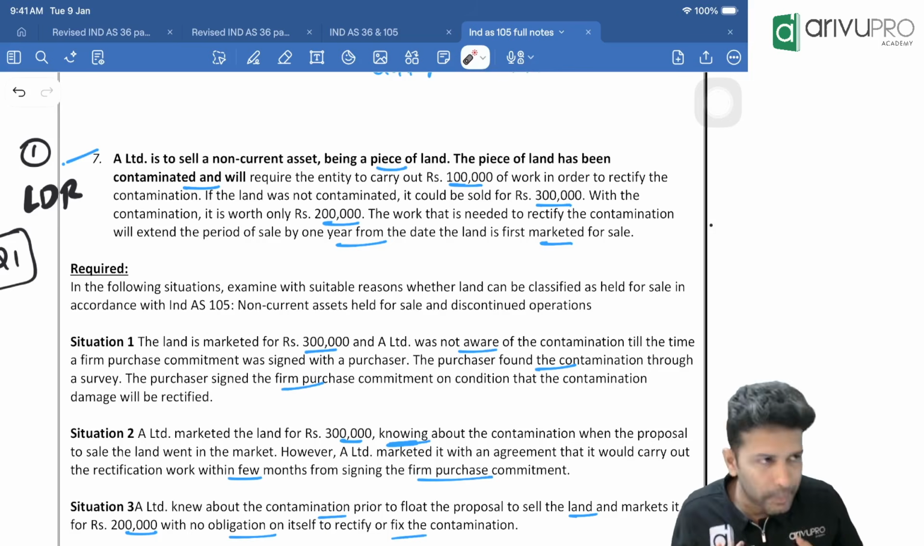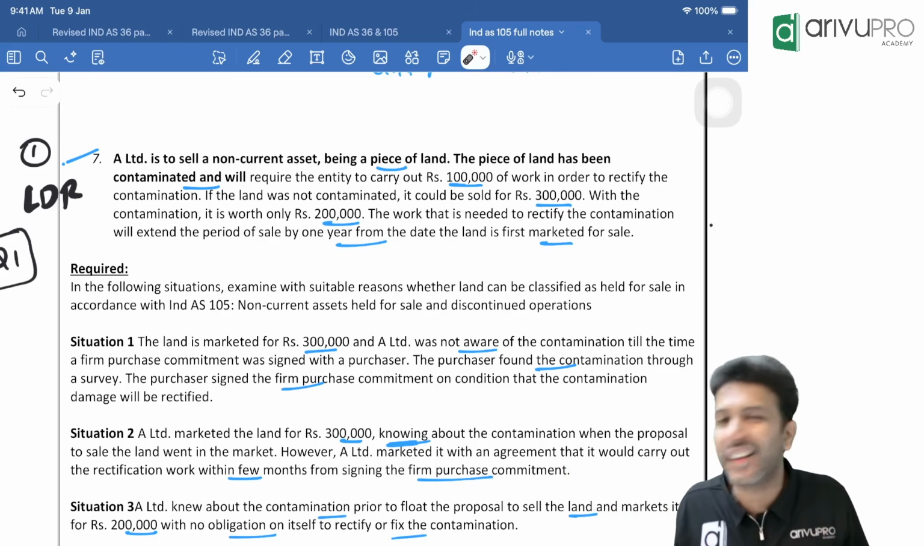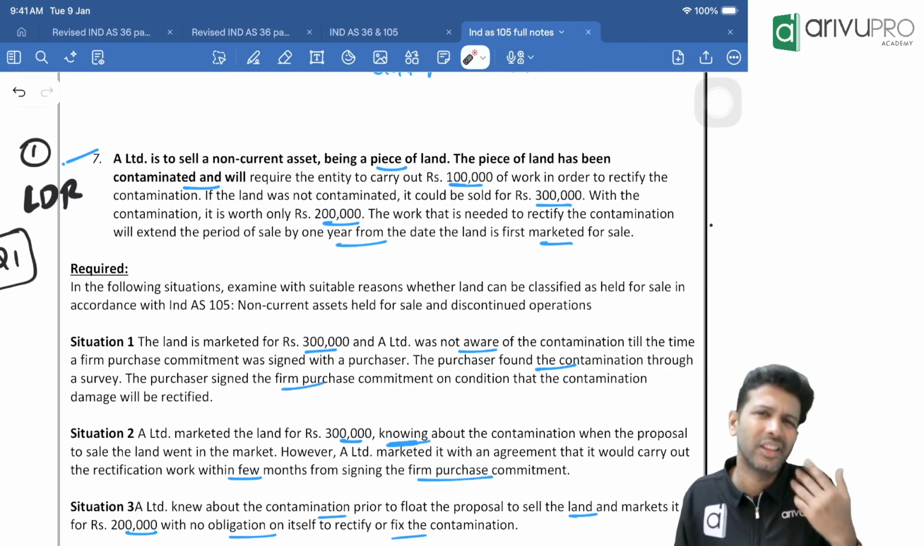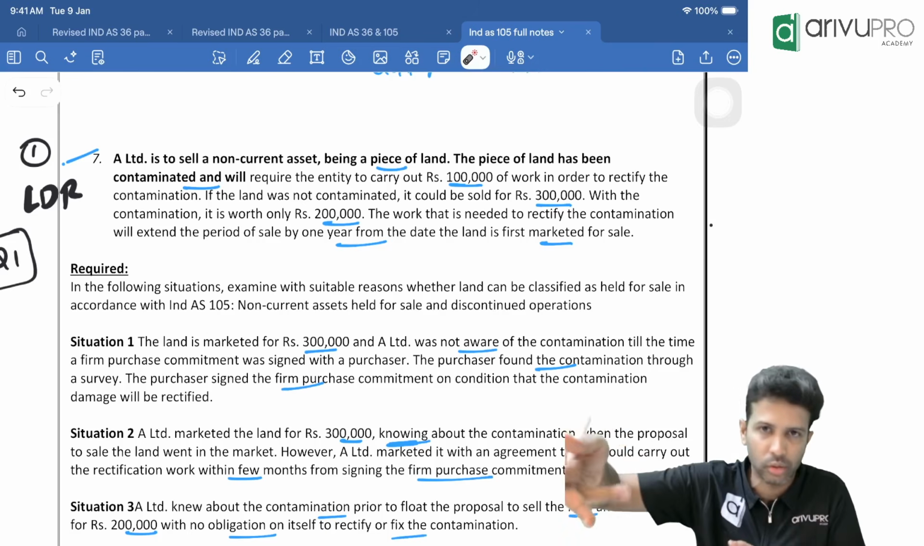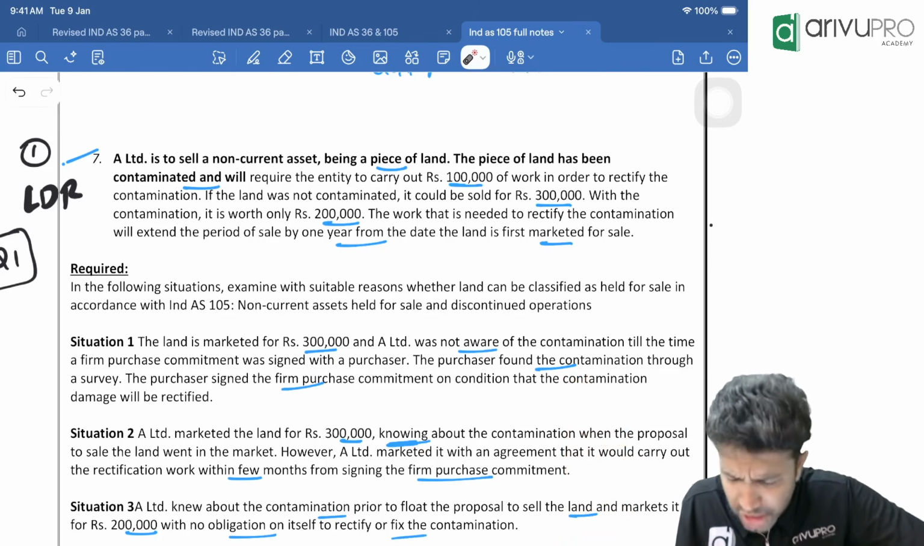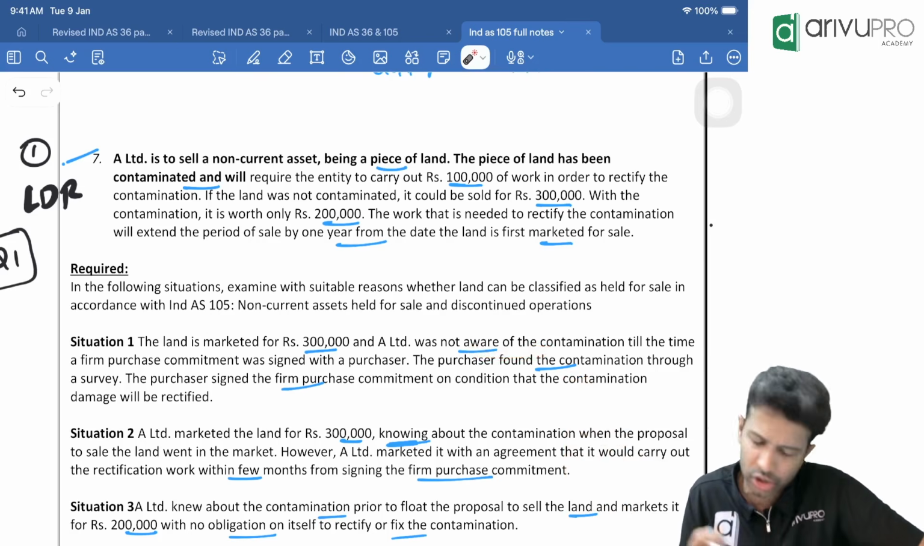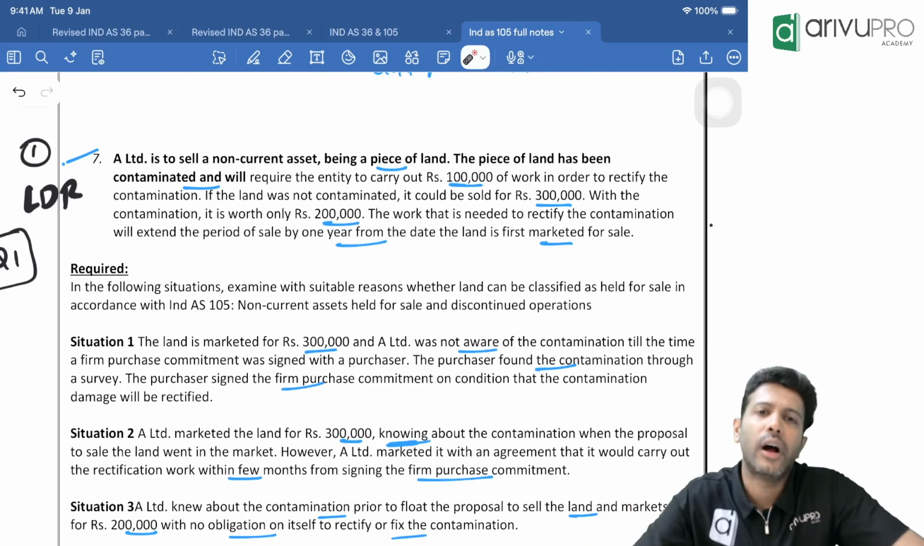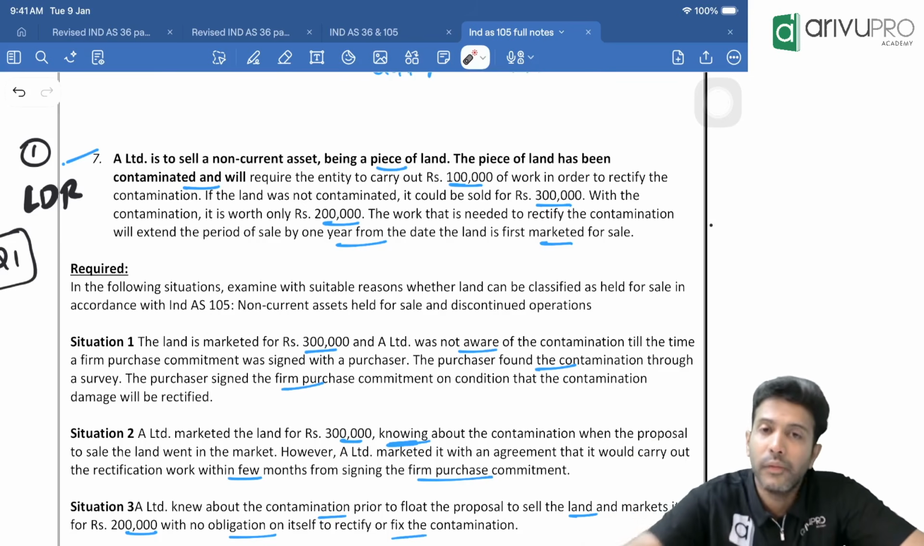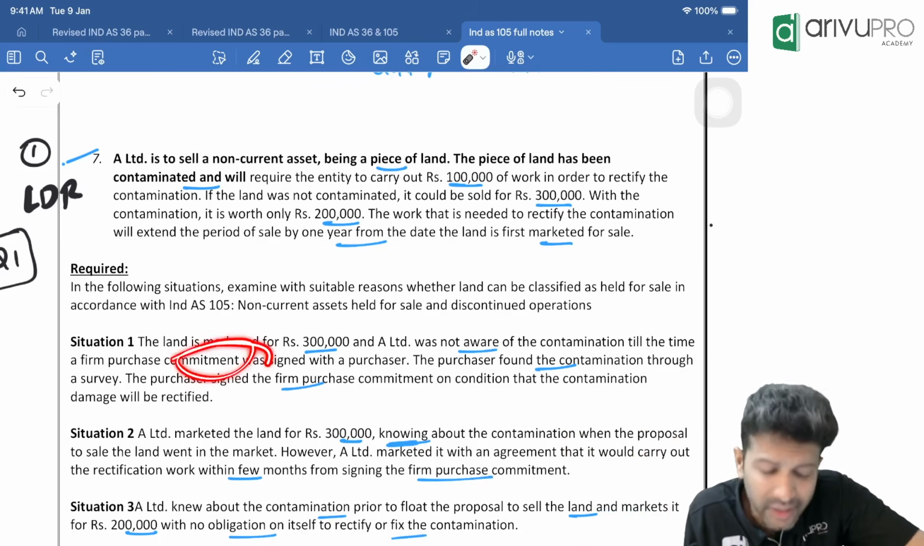Why? The company is saying I was not aware of this contamination, because sometimes it could be chemical release and all sort of contamination, or it may be underground. So we may not be aware. So the company is saying genuinely we were not aware of contamination. So we marketed it for 3 lakh. We got aware of this contamination when the buyer did some survey.